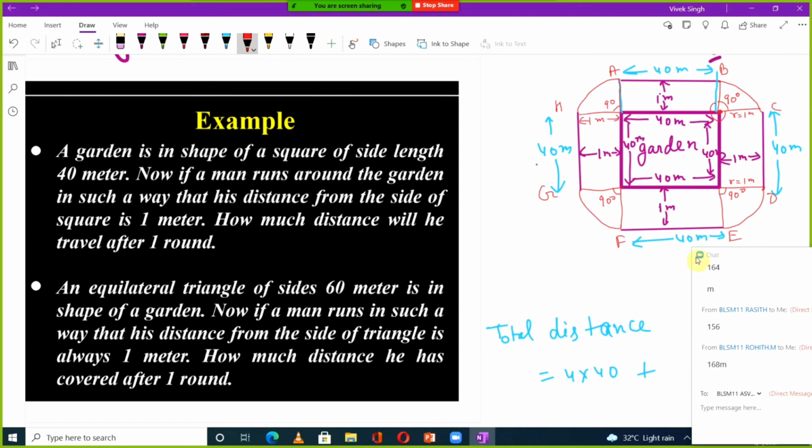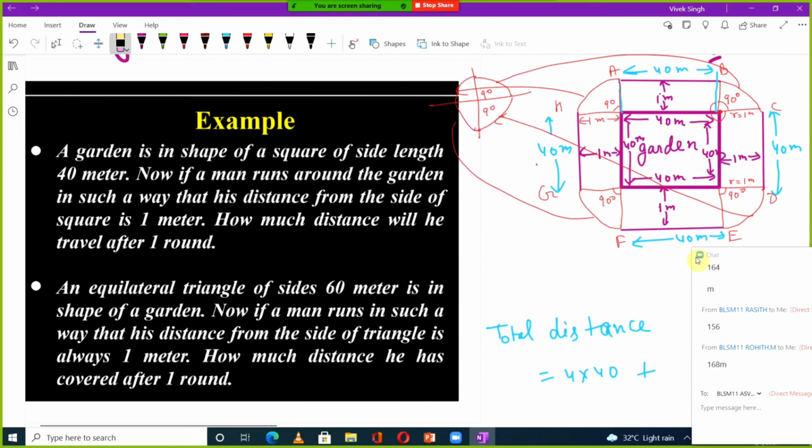If you add all the four circular parts, 90, 90, 90, 90, it becomes 360. 360 means the whole circle. See, it is like this. One part we have taken here, this is the first part, 90 degree. Second part is here, 90 degree. Third part will come from here. Fourth part here, from this side. So the whole circle is completed.